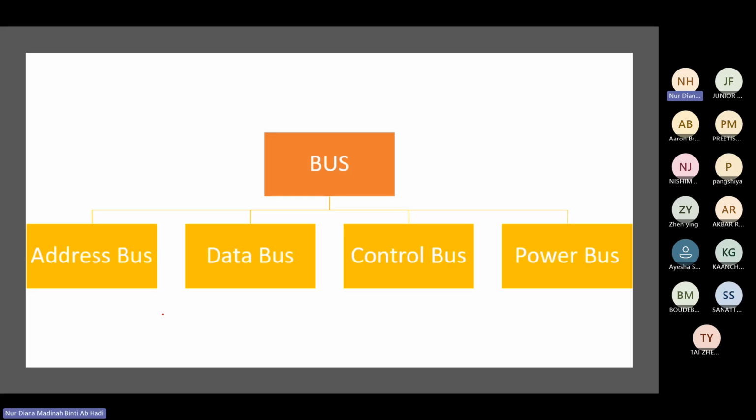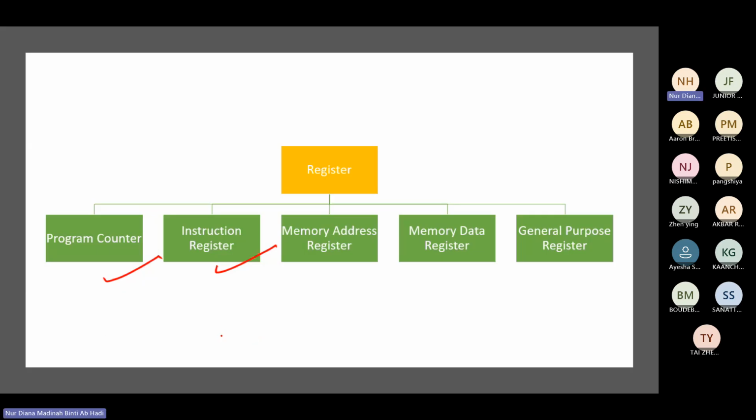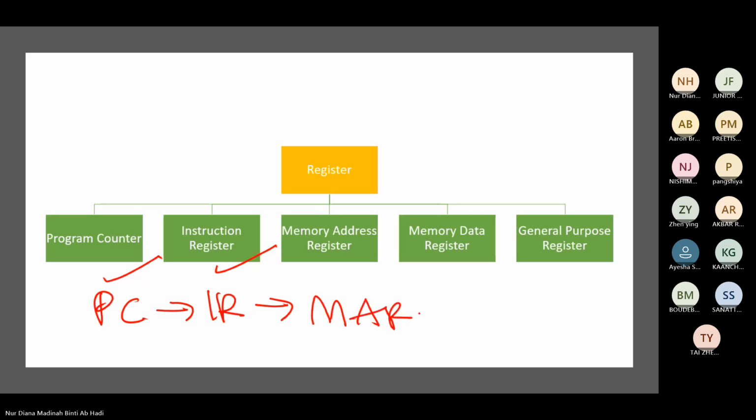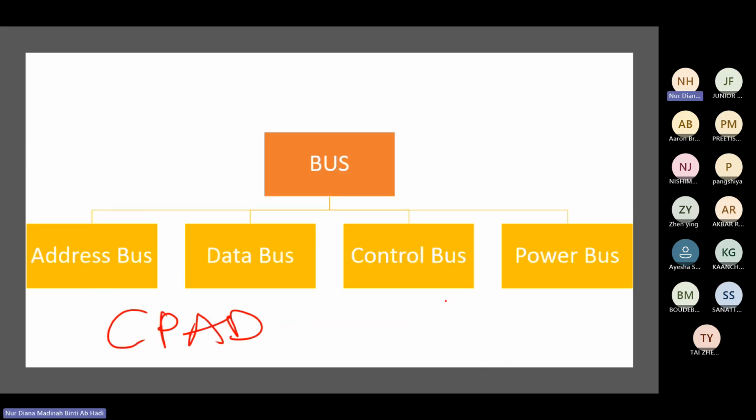Okay, so this one you can memorize like C-PAD. C is for control, P for power, A for address, D for data. Well, for this one, you can memorize it like PC will have your IR, where IR is going to have your MAR and your MDR. Only you're going to have your GPR. Okay, this is how you memorize the register and bus.